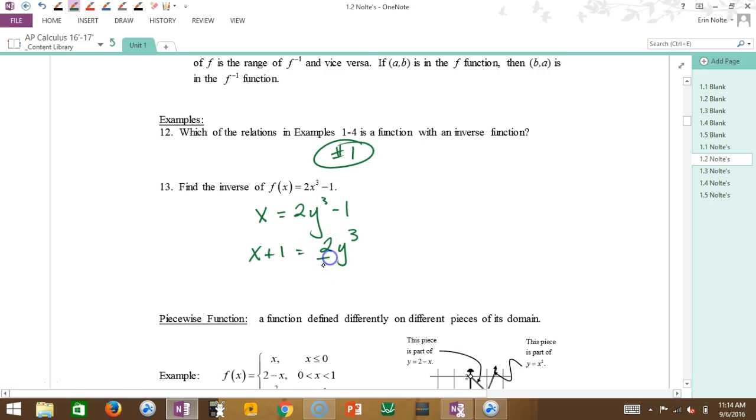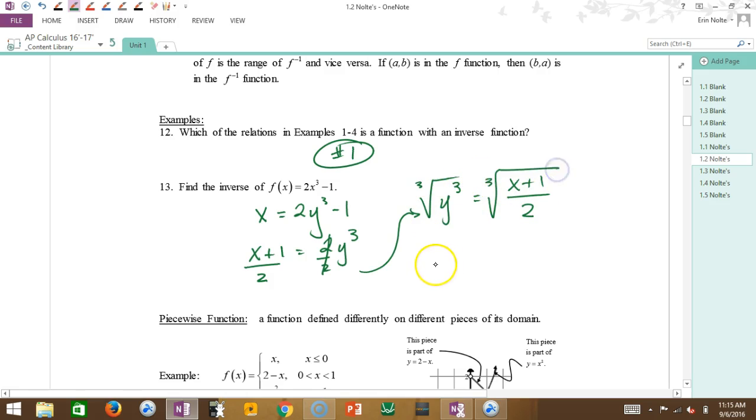Then you would divide by 2. Lastly, I'm going to switch the order of this if you don't mind, so we have y cubed is equal to x plus 1 over 2. Last step, cube root it.